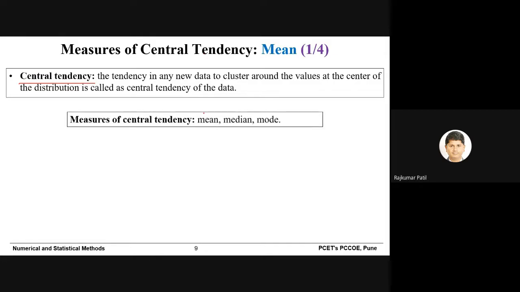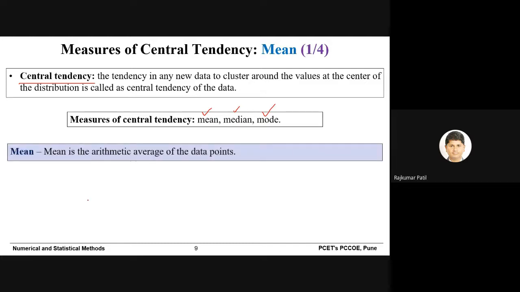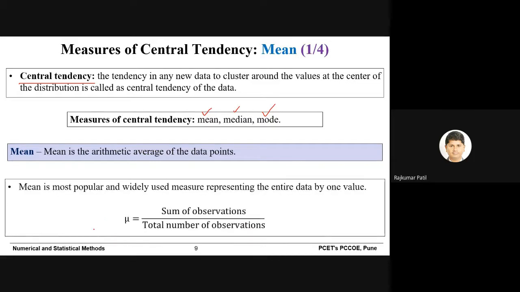And to measure central tendency, we can use mean, median or mode, and we will start with mean value. So mean is simply the arithmetic average of the data points. For example, if you have a number of observations, then you add the values associated with each observation, and you divide it by the total number of observations. As I mentioned, the mean is generally denoted by mu. In different books you will find different notations, but I recommend you to stick with the notation mu for mean.